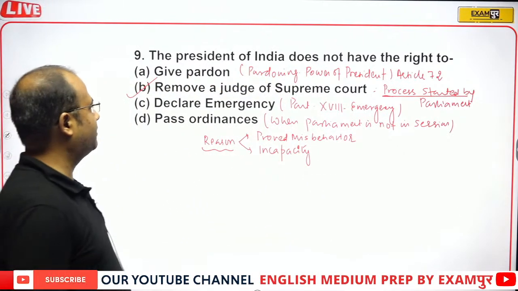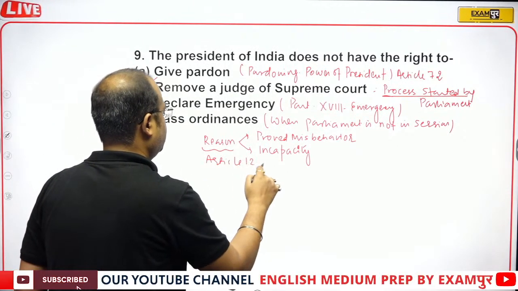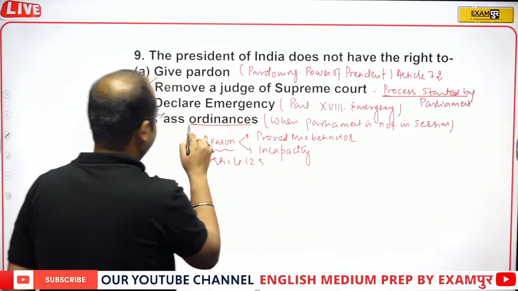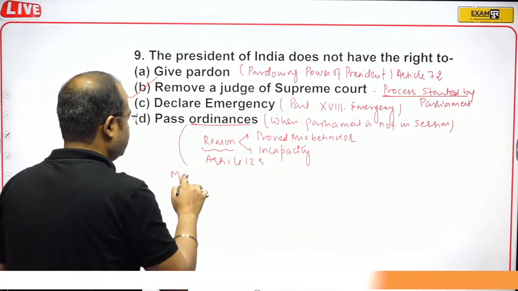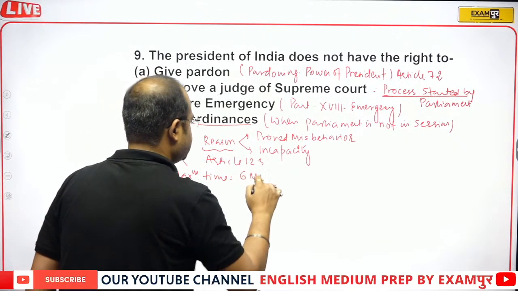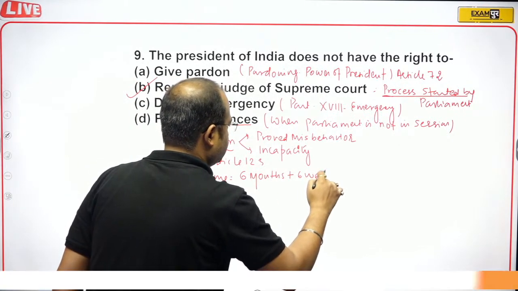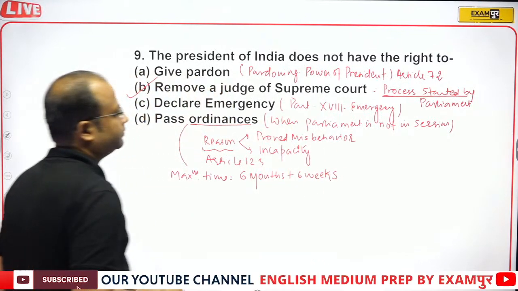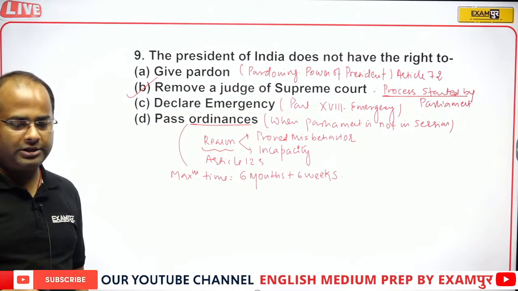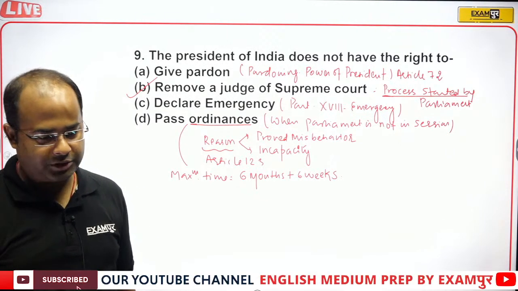And the ordinance making power is in Article 123, and the maximum time of an ordinance is 6 months plus 6 weeks. Therefore, the correct answer will be option B, that is removing the judge of the Supreme Court or High Court. So the correct answer will be option B.